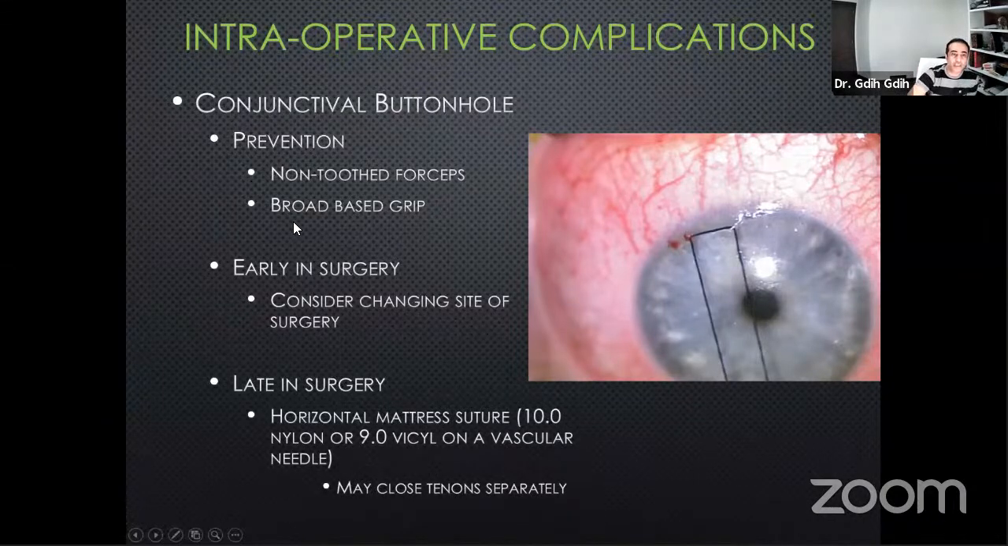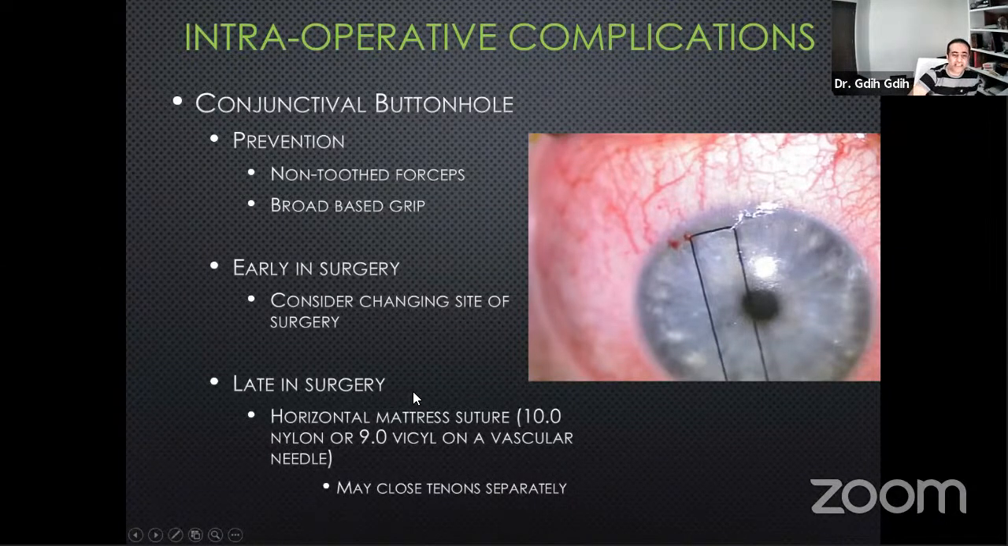If the buttonhole happens early in surgery, consider changing the site of surgery, especially if you have enough real estate. Let's say you start here, and then you get a conjunctival buttonhole. You can let this go and then start another one on the other quadrant.